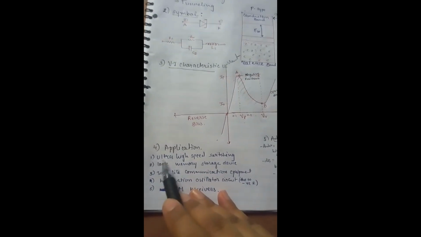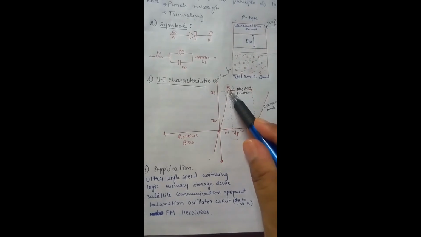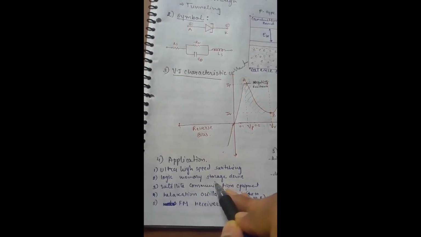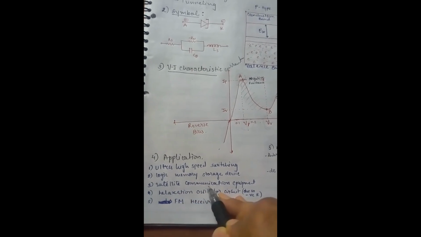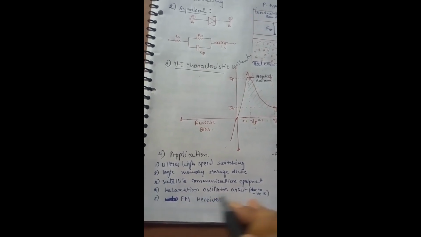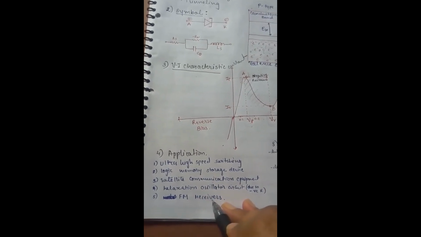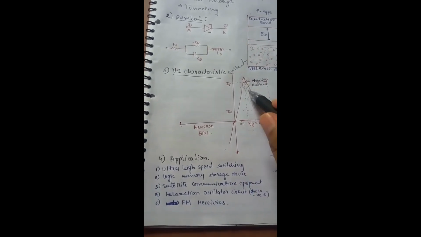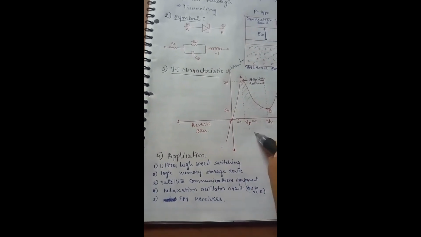It has ultra high speed switching because at low voltage it switches from peak to valley voltages. Other applications are logic memory storage devices, satellite communication equipment, relaxation oscillator circuits due to its negative resistance part, and FM receivers due to its low voltage part and high current with low power.